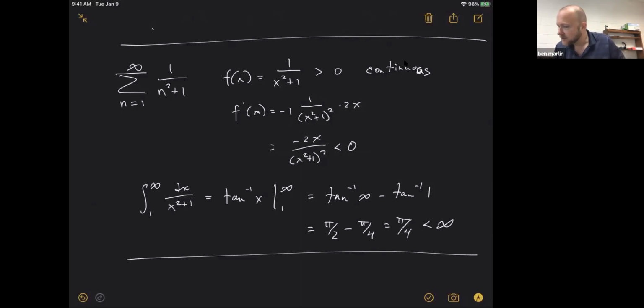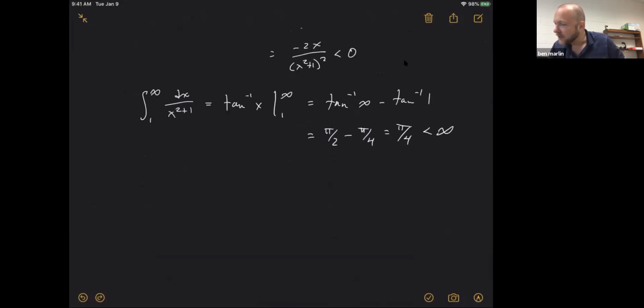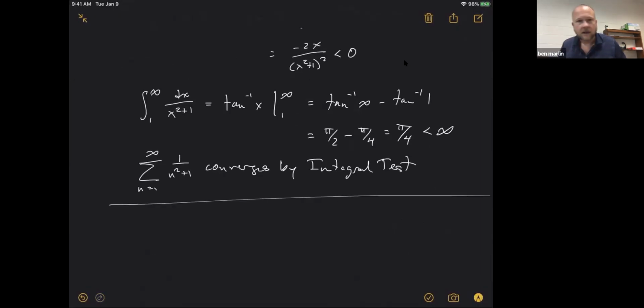And that says that we can make our conclusion here that summation n equals 1 to infinity 1 over n squared plus 1 converges by integral test. And then we're done with it. Okay.